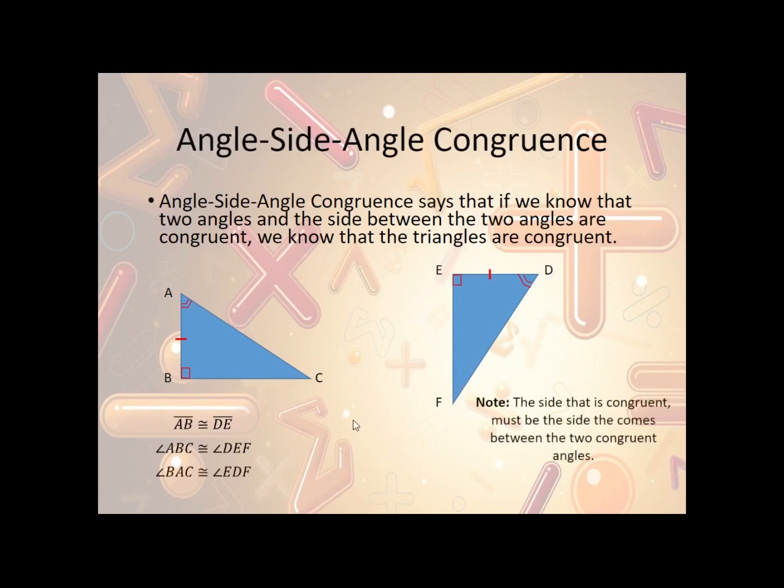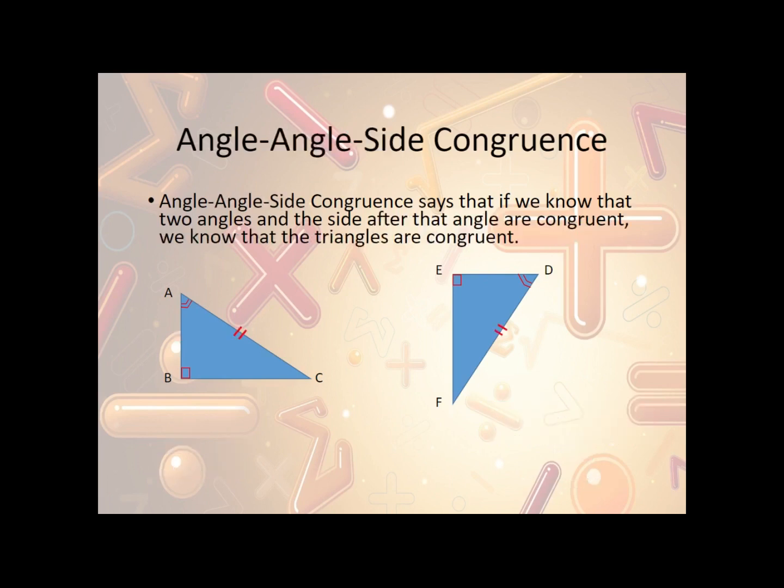So therefore, we have two angles and a side between them that are congruent, so we can use the ASA theorem to state that the triangles are congruent. So we can say triangle ABC is congruent to triangle DEF. Now let's take a look at angle side congruence.